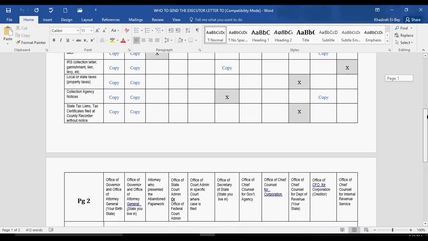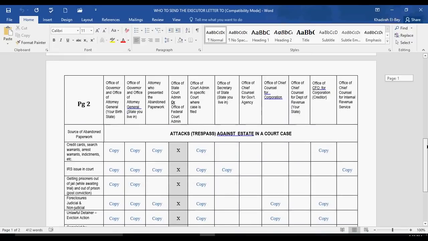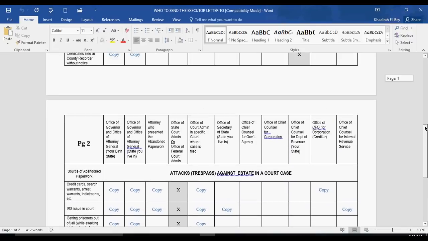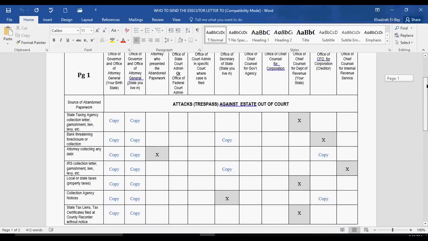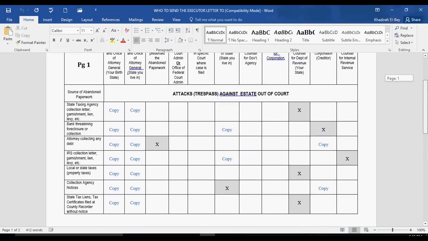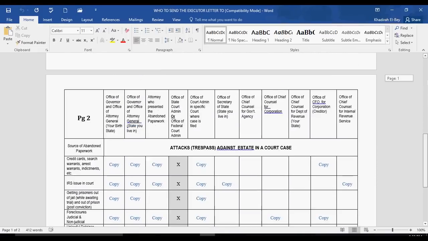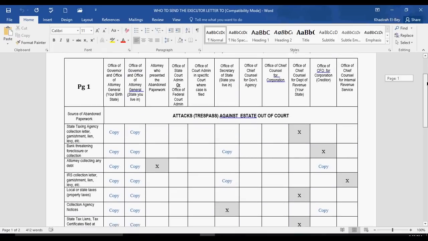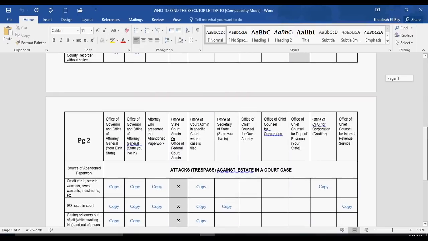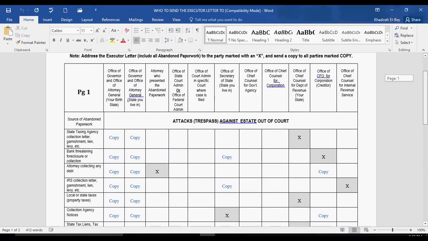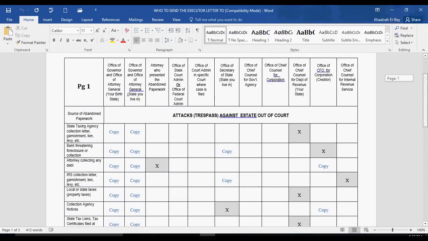You have credit cards, search warrants, arrest warrants, indictments, etc. All right, copies go to the governor's office, the attorney general of the state in and out, the attorney who represents the abandoned paperwork, the office of the state court administration, whether it's state or federal administration court, office of court administration, specific courts where the case is filed, and office of CFO or corporation creditor.